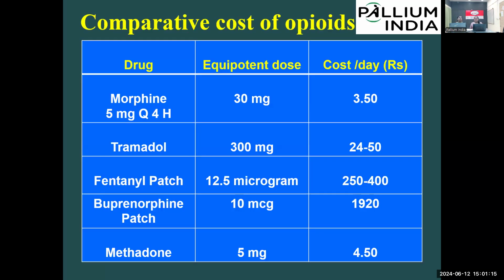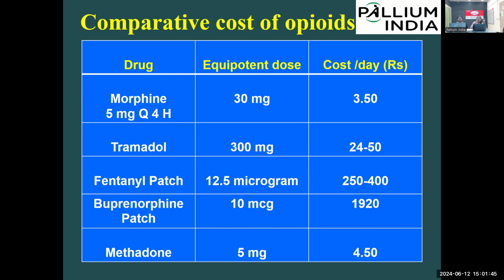So now this is my last slide. Dr. Hashmat has already given me a warning that I'm getting over time. So this is just a comparative cost of opioids. Here it shows a patient on tab morphine 5 milligram 4 hourly, that is a 30 milligram dose of morphine in a day. The cost is only 3 rupees 50 paise.